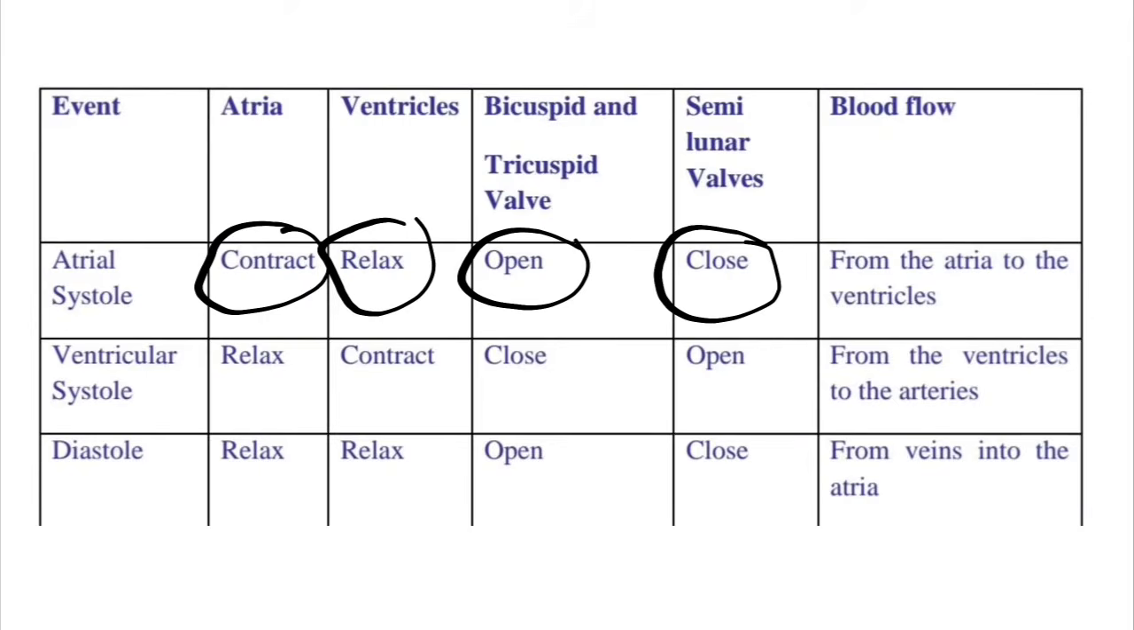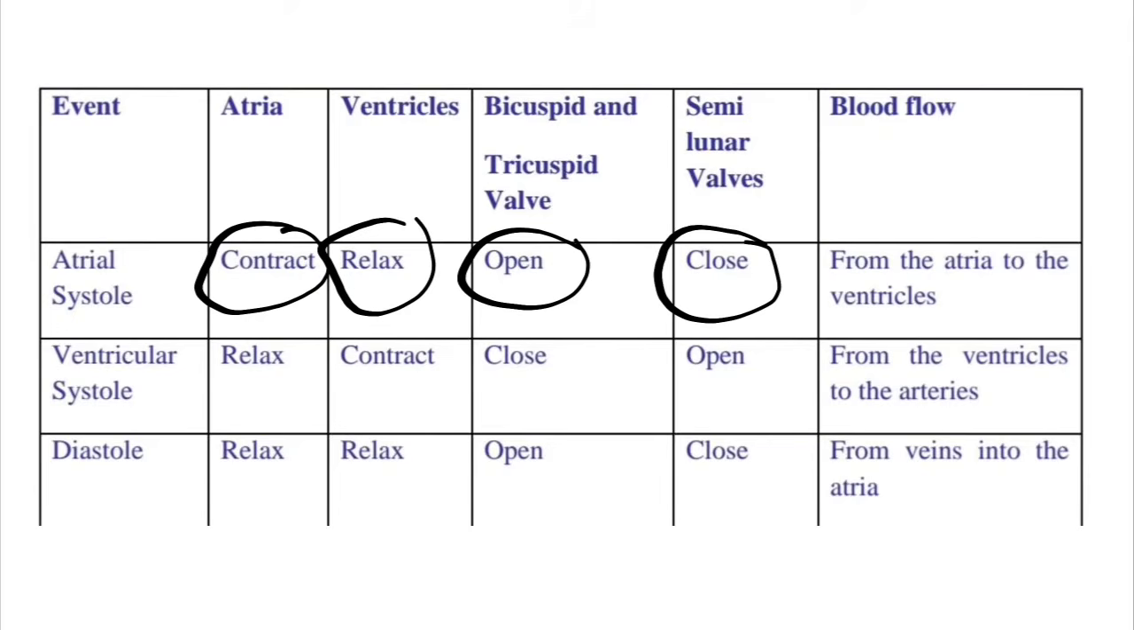So remember, during this event, the walls of the atria are contracting and they are pumping blood going into the ventricles. So since the ventricles are receiving blood, their walls are going to relax. And the tricuspid valves as well as the bicuspid valves are going to open to simply allow blood to flow from the atria going into the ventricles. And the semilunar valves are going to do what? They are going to close. And the flow of blood it will move from the atria going into the ventricles.